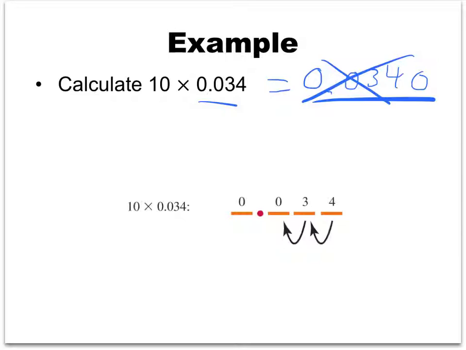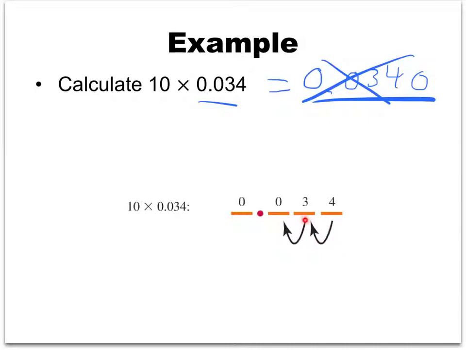When we state rules, we want to make them as generic as possible. We don't want to state one rule for whole numbers and then another rule for decimals and then another rule for this type of numbers. We want to try to state rules that apply to all numbers. And so this rule of moving each digit one place to the left applies to whole numbers. It also applies to decimals.